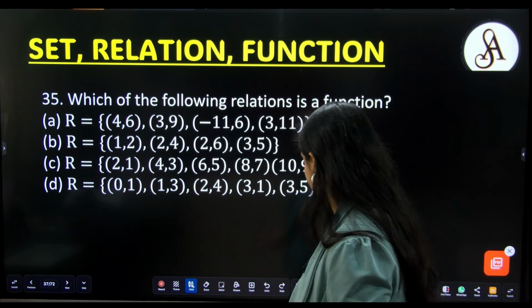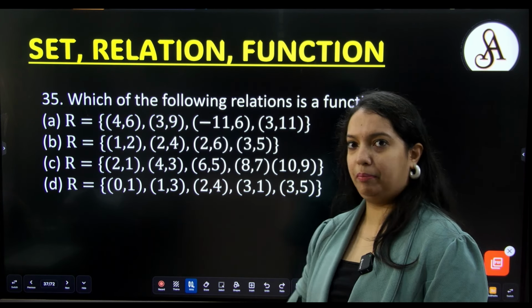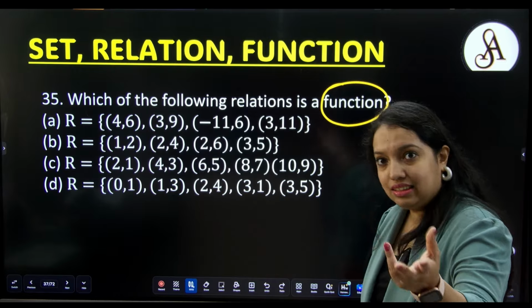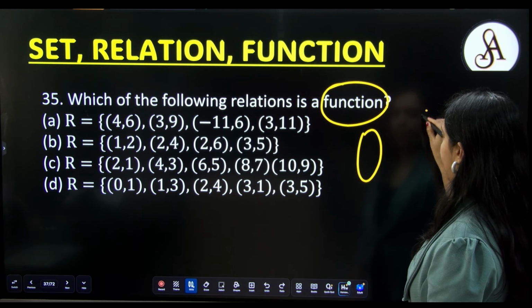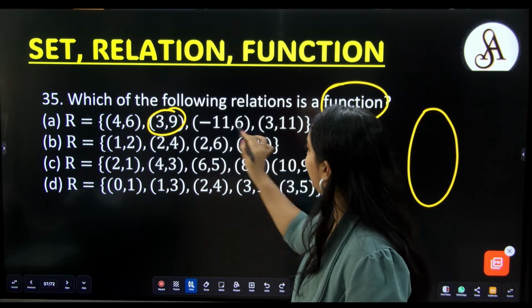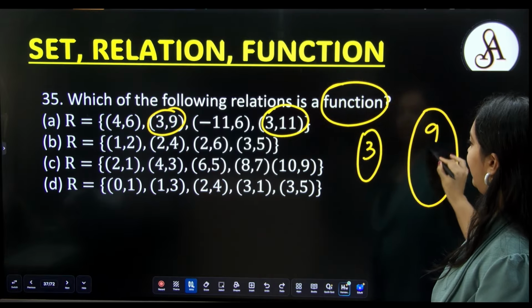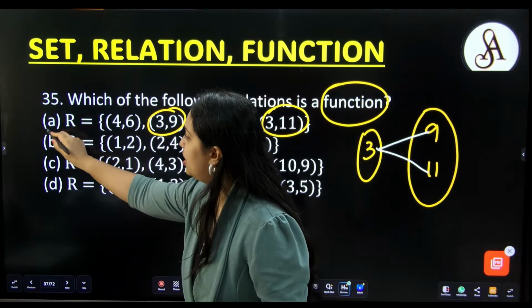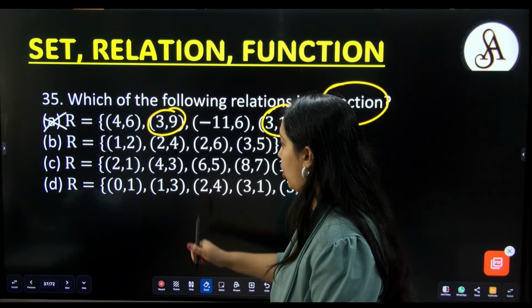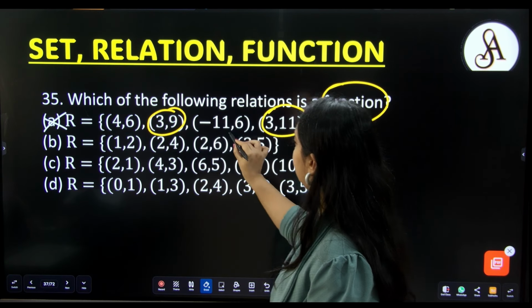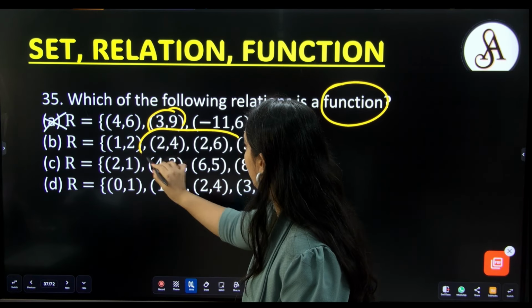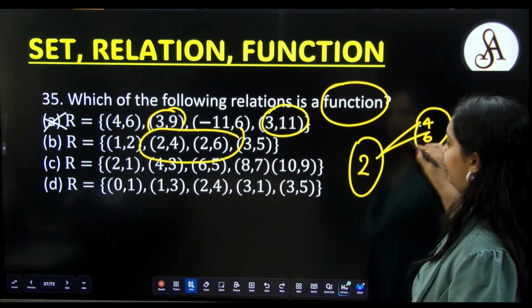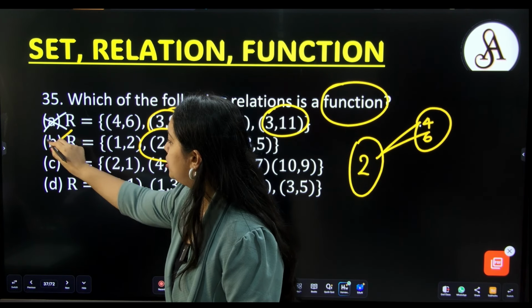Which of the following relations is a function? Remember how I taught you something to be a function? It comes with two sets of rules. Let's consider that rule 1. When I take option A, you see this 3, 9, 3, 11. One child, two fathers. Not possible. Option A is wrong. Option B, 2, 4, 2, 6. Check this out. It's like one child 2 has 4 and 6. Two fathers. Again, this is not possible. Option B is wrong.